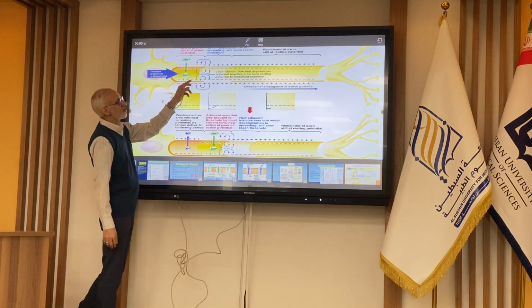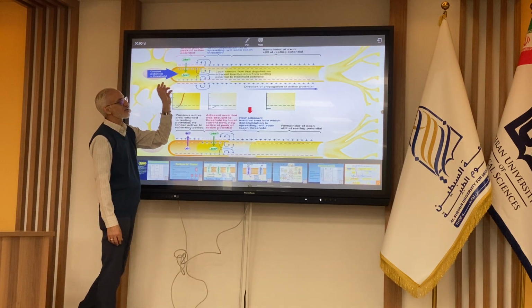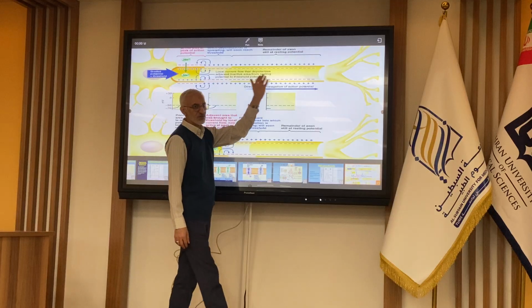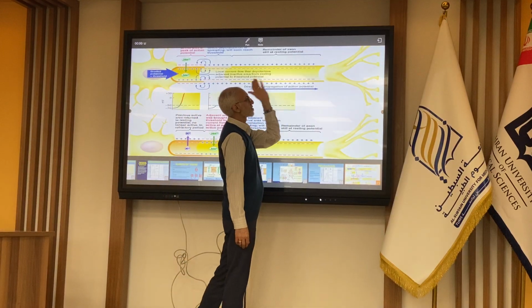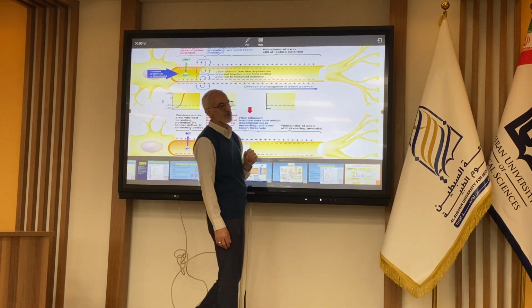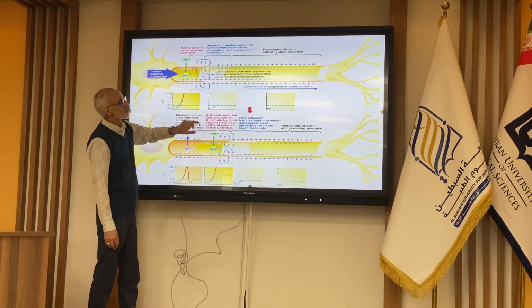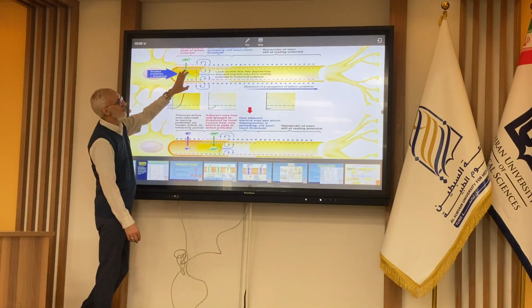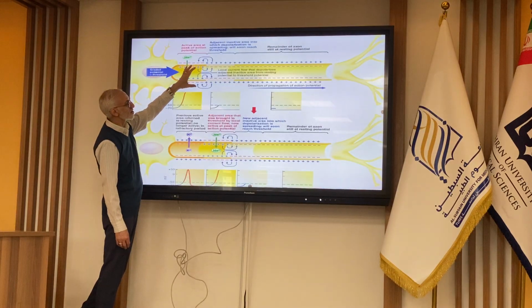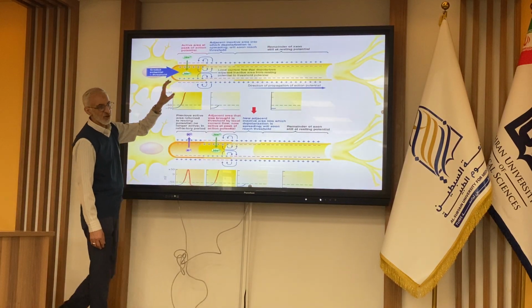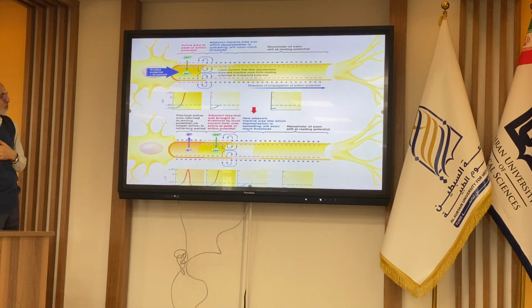For changing the velocity of action potential speed in the axon, we use the size or diameter. We can change the diameter of the axon.